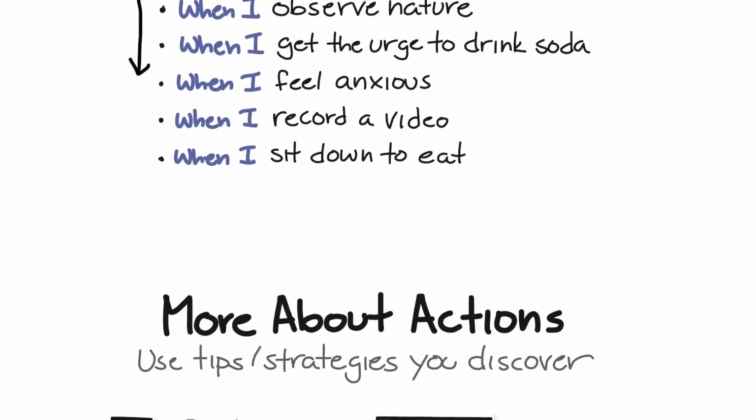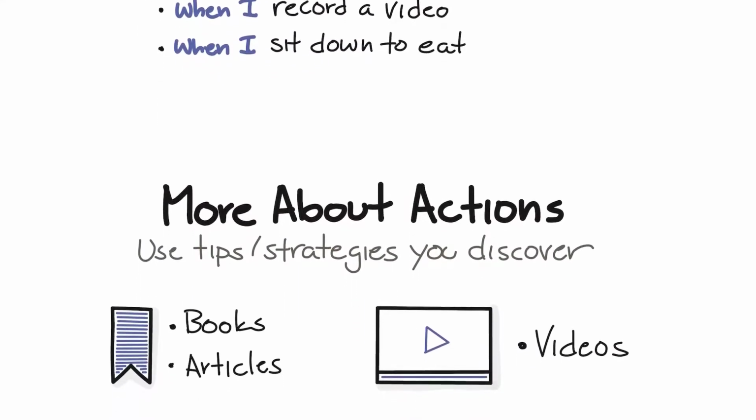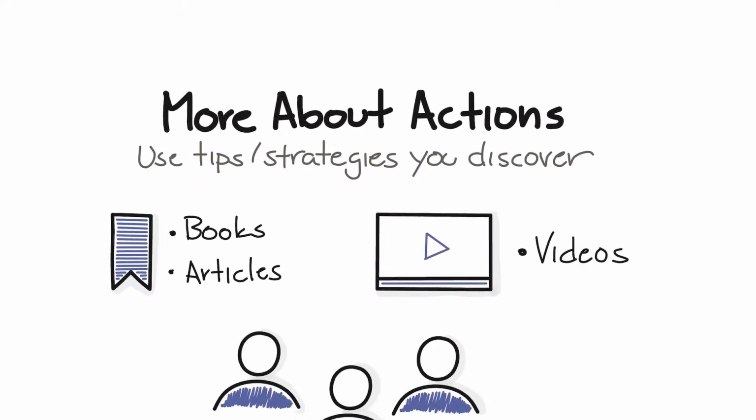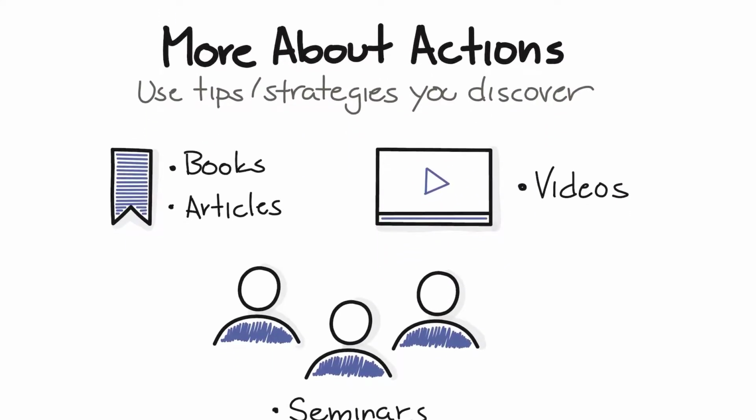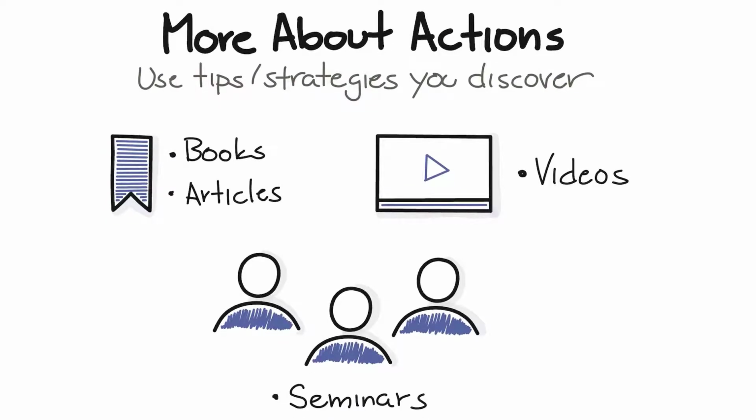So, to discover actions for your algorithms, you can, of course, do some brainstorming. That's always a great way to start. But I've learned that one of the best resources for these actions are the tips and strategies that you learn by reading books and articles, watching videos, and even attending seminars.